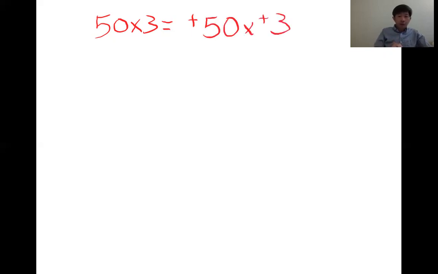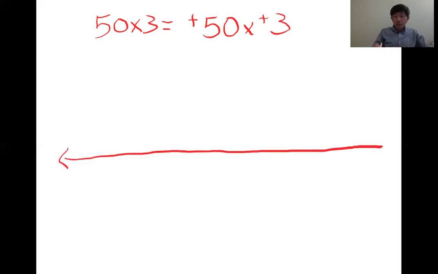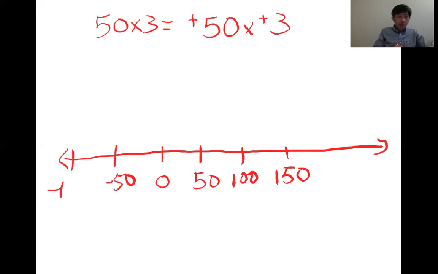Now, next, I want to talk about the number line model. Let's say we have 50 times 3, which is 150, right? So here I want to rewrite this as positive 50 times positive 3. And let's think about the number line like this. We have 50, 100, 150, and this is negative 50, this is negative 100, and so on, okay?